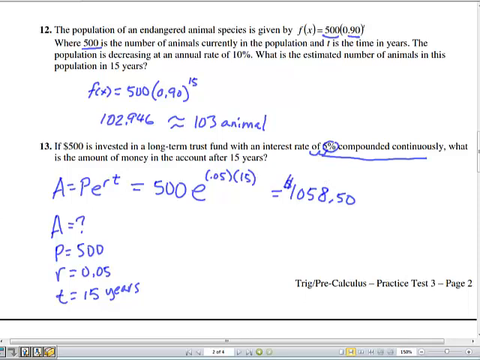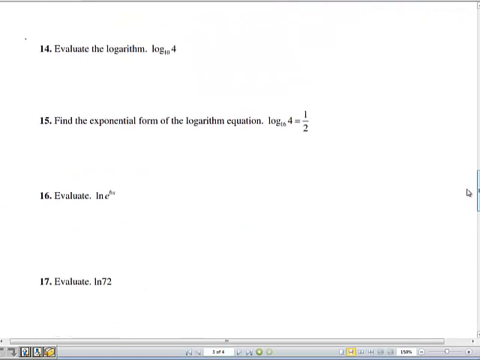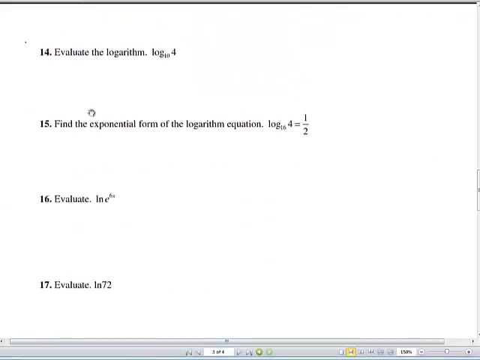Number 14. Evaluate. Just use your calculator. Log of 4, common base, which is 0.602 rounded. Find the exponential form for this. Remember, logs always equal the exponent, and this is your base. So here's my base, this is my exponent on that base, and that 4 is what's left over.